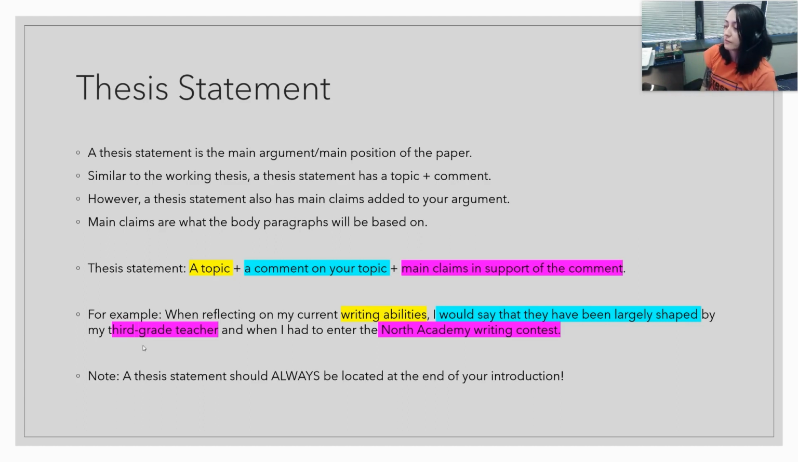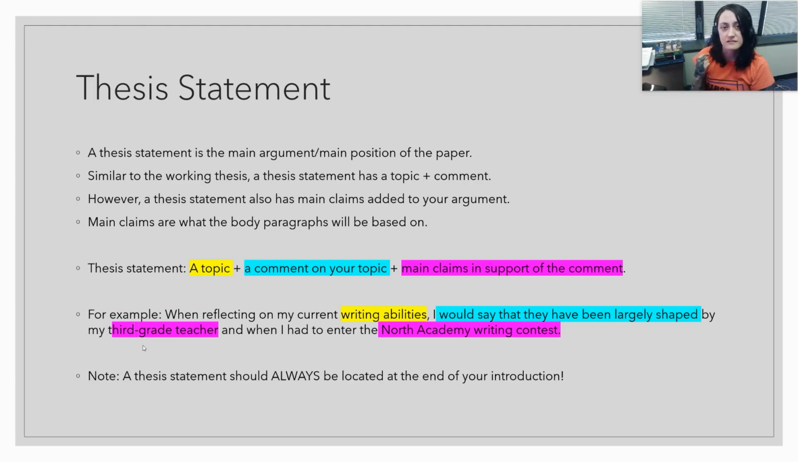So if we were to have just a working thesis, it would look like, when reflecting on my current writing abilities, I would say they have been largely changed. Maybe that was what the student started with, and then they thought more deeply about what changed their writing abilities. And then they were like, okay, really my third grade teacher and that writing contest I had to do, that really changed my writing abilities. So now they have a clear thesis statement. So I would expect after their introduction, when they give their thesis statement, that the first body paragraph will be about how their third grade teacher impacted their writing abilities, and then how that writing contest impacted their abilities. So that's sort of a thesis statement.